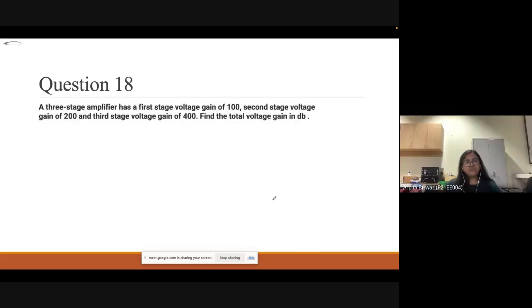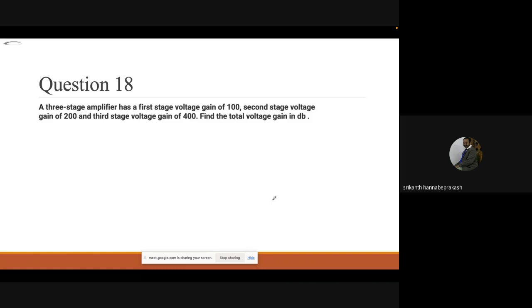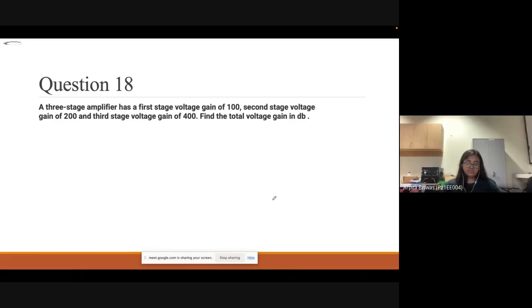So this is question number 18. The three-stage amplifier has a first stage voltage gain of 100, a second stage voltage gain of 200, and a third stage voltage gain of 400. Find the total voltage gain in dB. 100 into 200 into 400, this should be taken as 20 log of. That's all. So tell me the answer. Calculate it, or you can do it individually also.